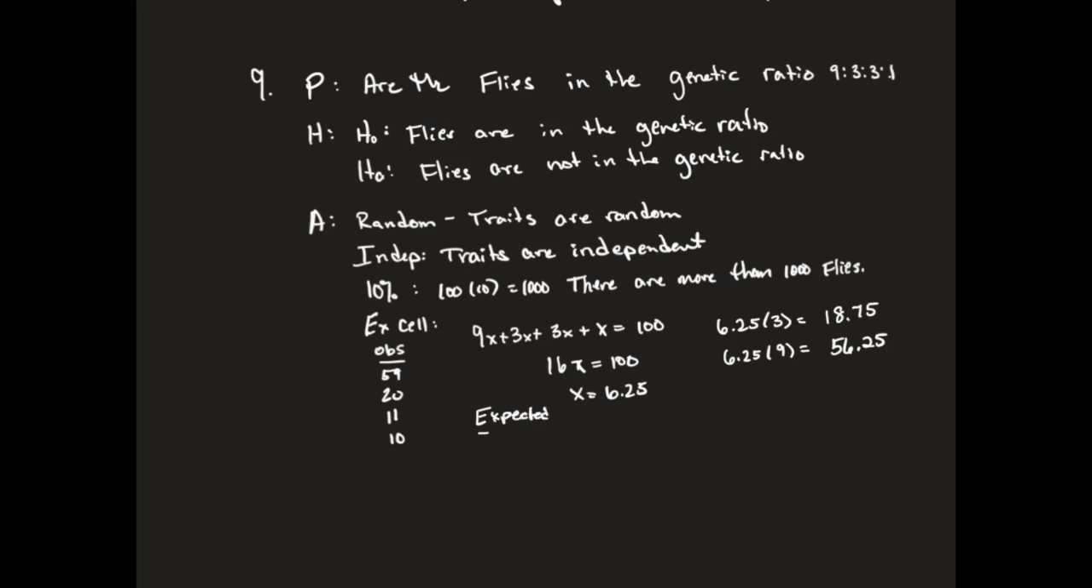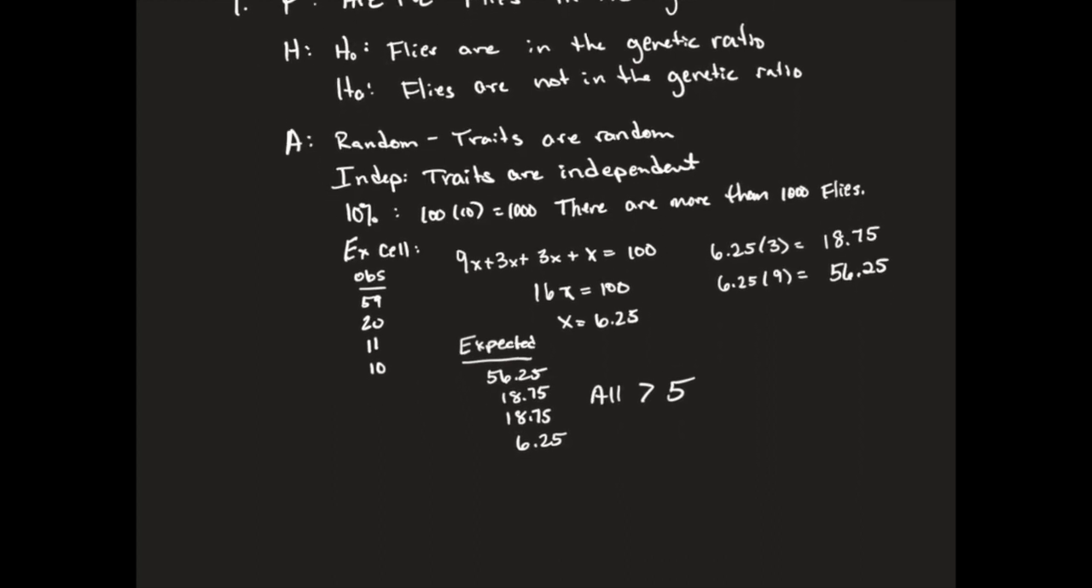Make sure that you put them in the same order. The first time I did this problem, I actually wrote them down backwards. I went smallest to largest just out of habit, and I got a chi-squared value of over 400 and a p-value of essentially 0. That was kind of weird, and I realized that I had done that backwards. All these are greater than 5, so it passes.